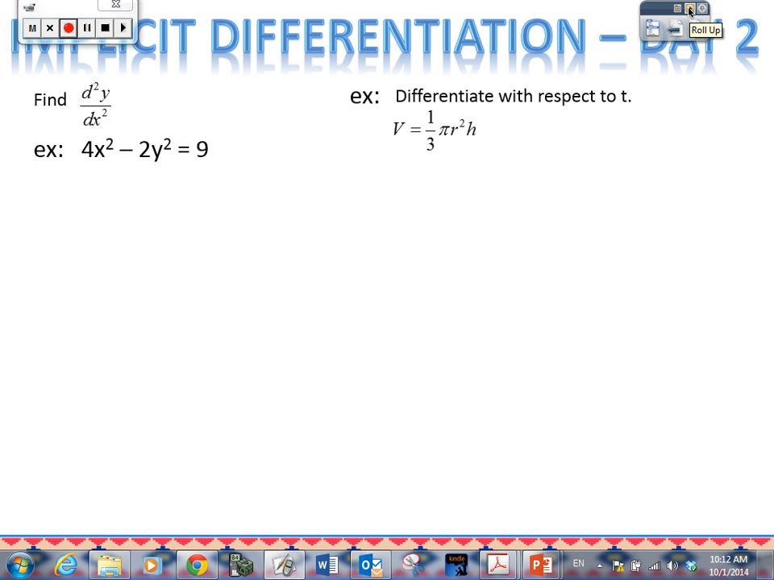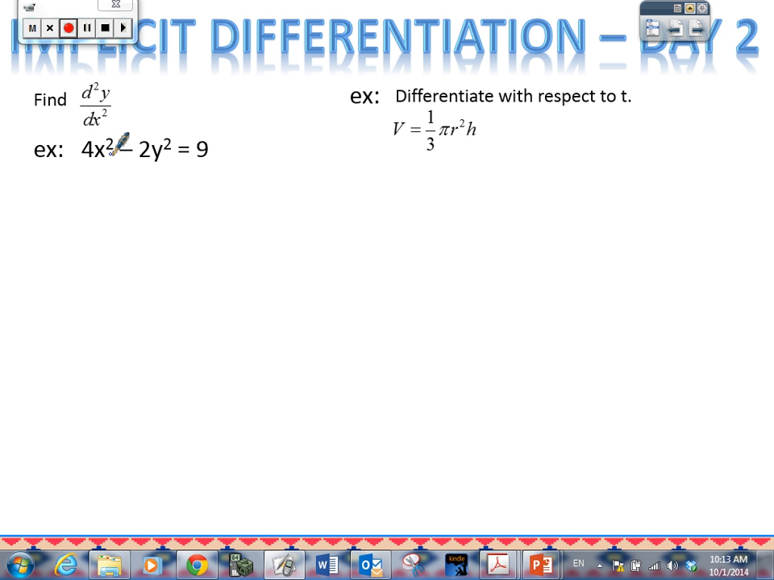So we're going to start it out just like we would. We know to get to the second derivative, we have to find the first derivative before that. So we're going to do that first, just like we did in the lesson on Monday. So let's go ahead and just do it, regular. Remember, it's with respect to x. This tells us which variable to differentiate with respect to.